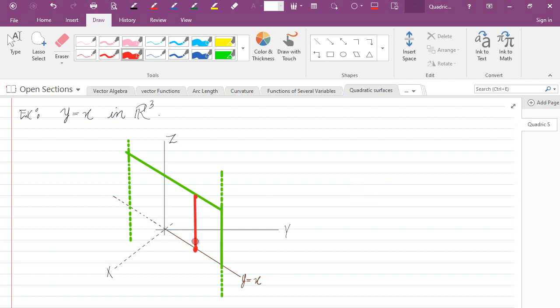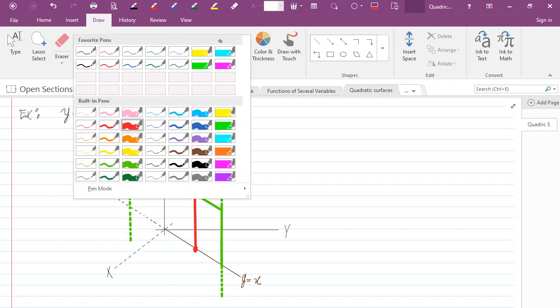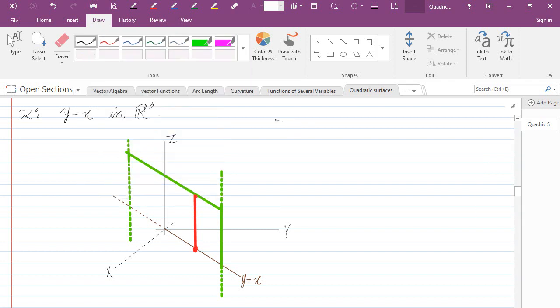Now the other thing to notice here is that the z coordinate is missing. So what is the trace in any plane parallel to the xy plane, that is, what's the trace in z is equal to k? Well, if I set z to be k in the equation, I just get y is equal to x again. So the trace in z equals k is just a copy of the line y is equal to x.